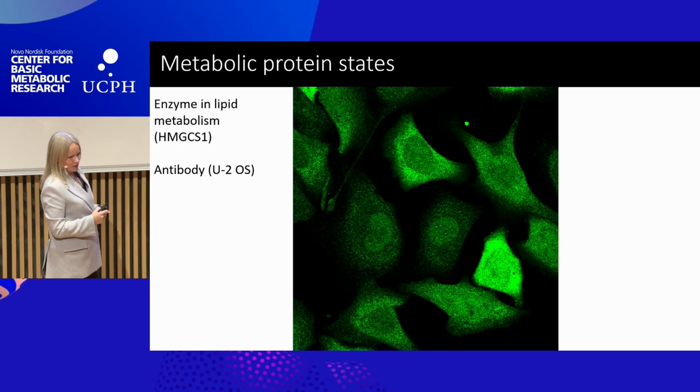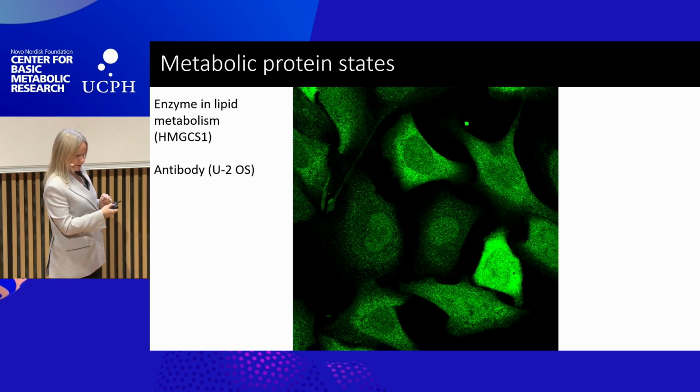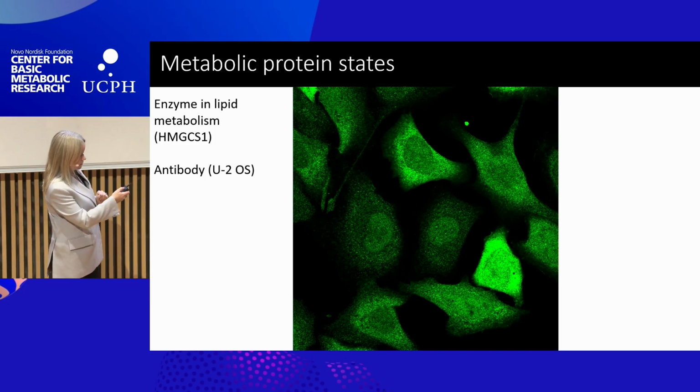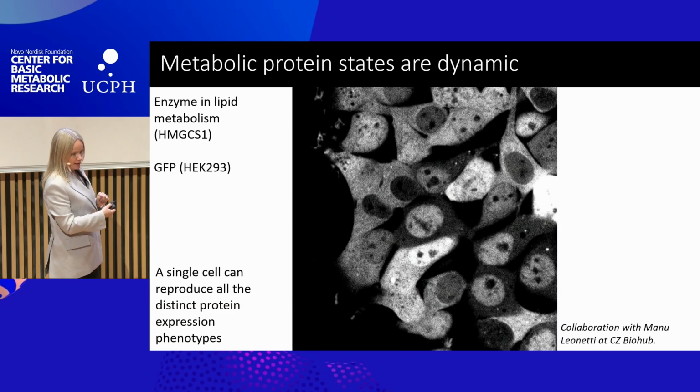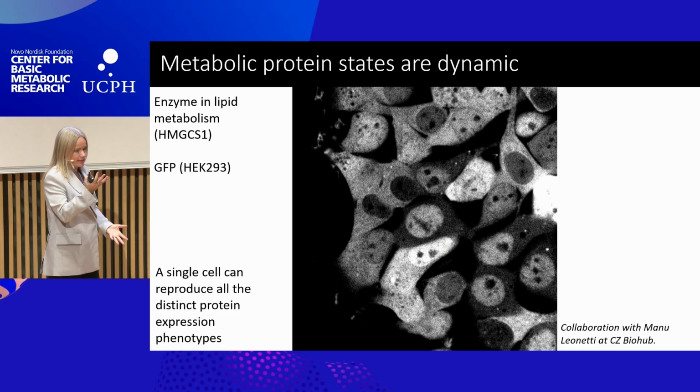So the first thing that we did here is that we wanted to see, can a single cell really lead to all of these different phenotypes? If we tag this gene with GFP and take a single cell and let it grow to a clone, will we still see the same variability? This is something we did with Manu Leonetti at the Chan Zuckerberg Biohub in San Francisco in HEK cells, and these are the results that we got. Clearly we can see the same phenotypes: the nuclear localization, the cytosolic, the mixture, the difference in intensity.